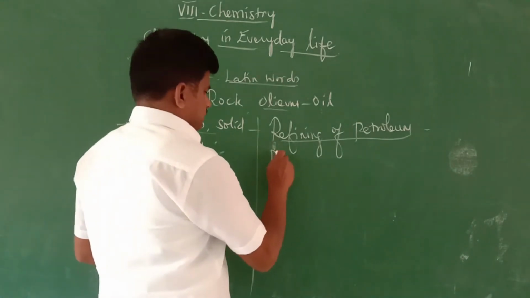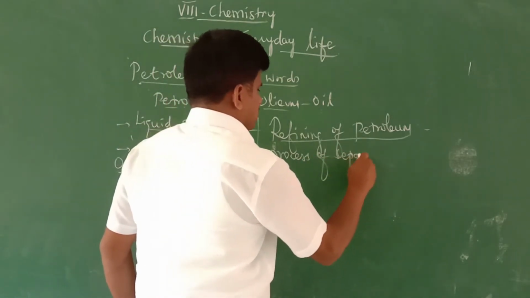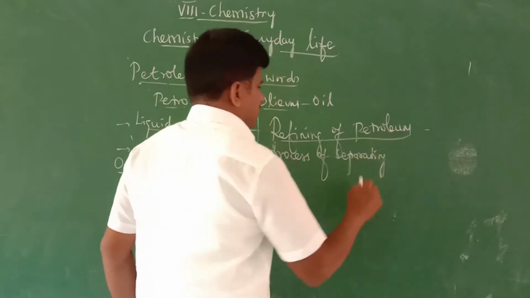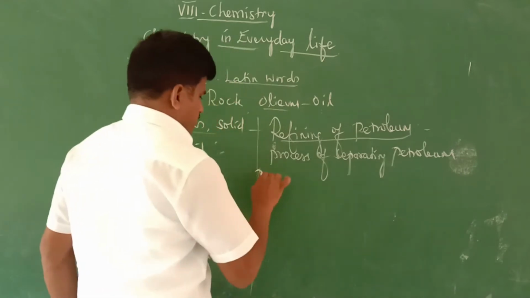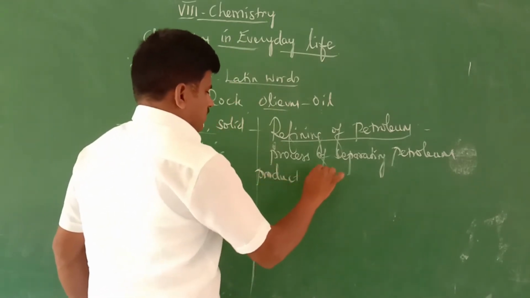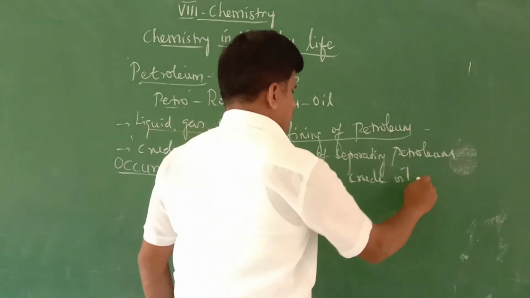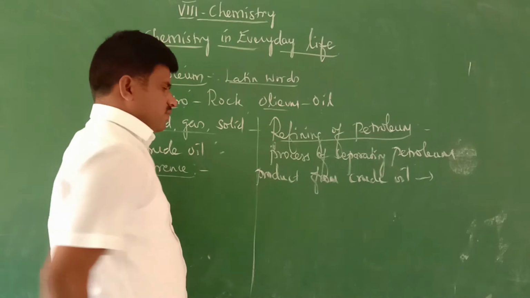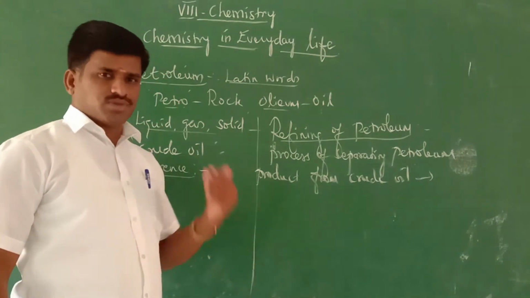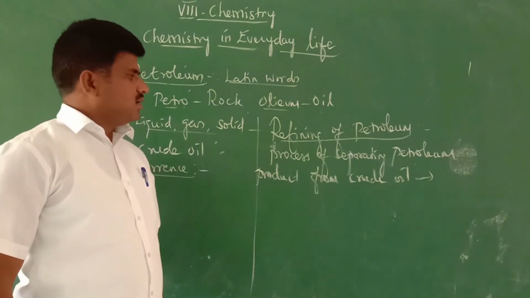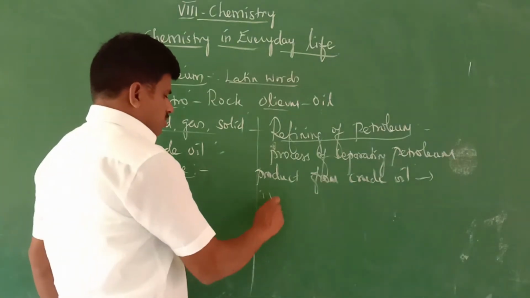It is the process of separating petroleum products from crude oil. So this process is called refining. The refining process contains some steps to separate the petroleum products. The first one is removal of water.